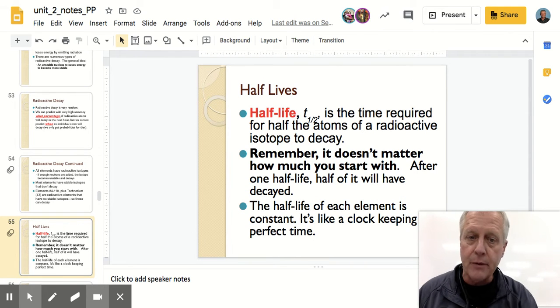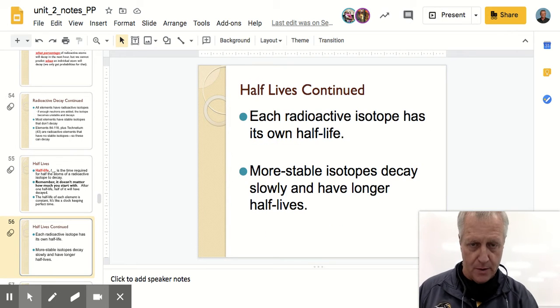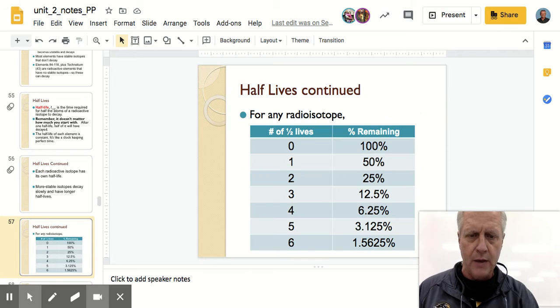Now there are half-lives for these isotopes. By the way, the name of isotopes that go through radioactive decay are called radioisotopes. So that's a new term. But anyway, chemists have found that there is a unique half-life for every isotope. So as you look down through your slides, you're going to see some reference to that.